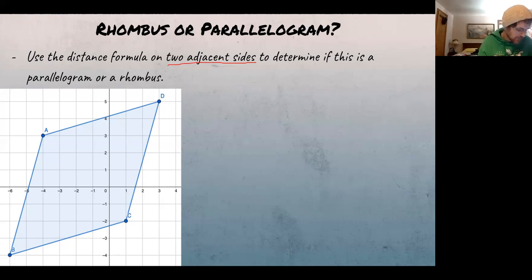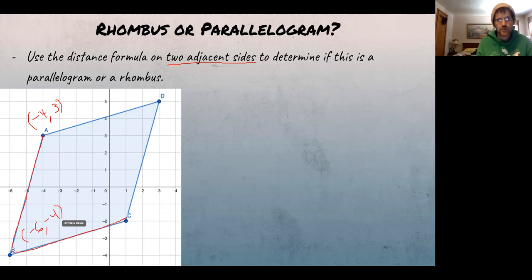I'm going to pick this one. And the other adjacent side, I will go with this one right here. So hopefully you can see the ones I marked in red, the left and the bottom. So I need to come up with these points. So let's see, A is at -4, 3, and B is at -6, -4. I'm only going to worry about those two. So let me find the distance between those two real quick.